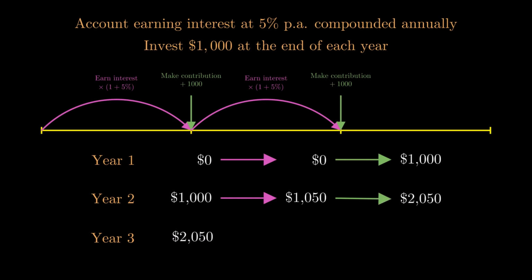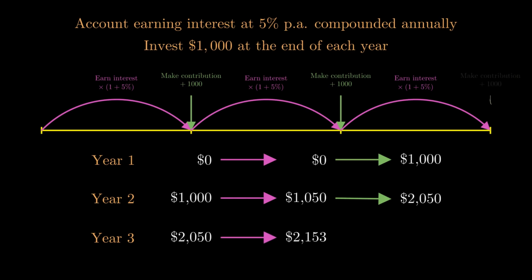All right, third year, same thing is going to happen. We earn interest on the $2,050 we have. The 5% increase brings us to about $2,153. Then we pump in our third contribution of $1,000, bringing us to $3,153.